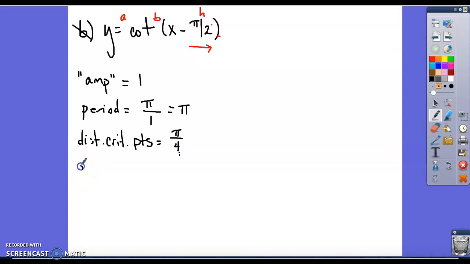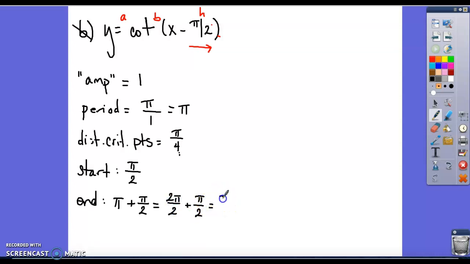Okay, I do have a phase shift, right? So I'm going to start my graph at my phase shift. My phase shift goes right pi over 2 units. So I'm going to start at pi over 2. That means the end of my first period is going to be pi, but then I have to shift that over pi over 2 units. So that's 2 pi over 2 plus pi over 2. So that is 3 pi over 2. All right, so here's my cotangent graph.